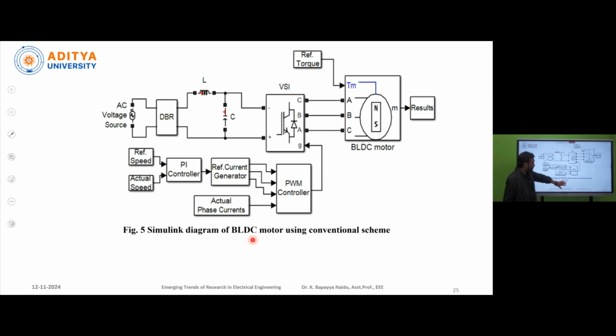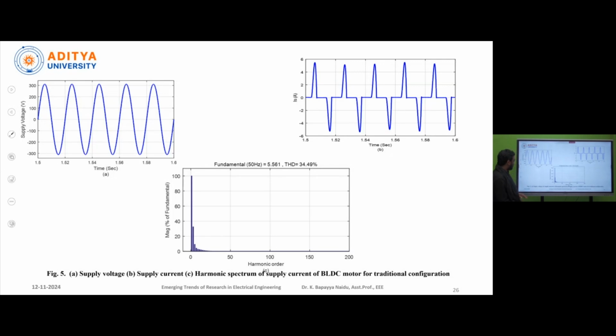Okay, now if you are simulating this motor, we obtain the supply voltage and supply current. Here, if you are observing this figure, the voltage is 300 volts and the supply current ISA is nearly equal to 6 amperes.